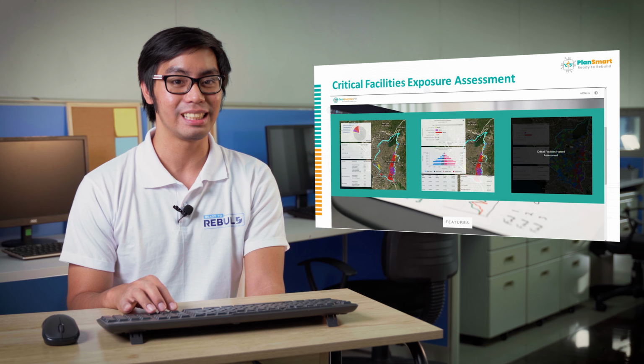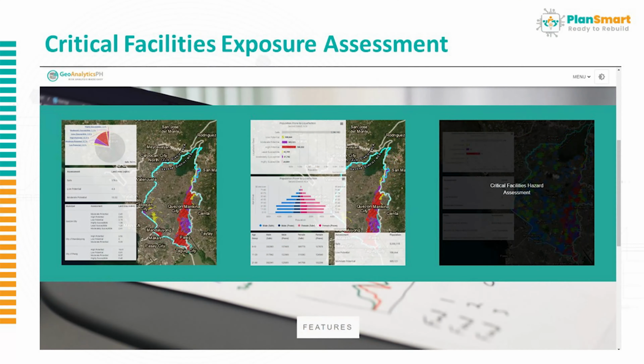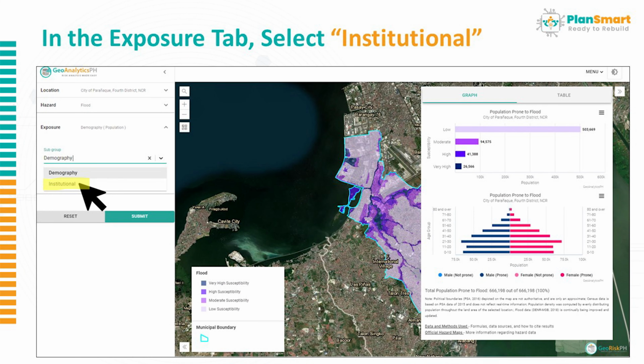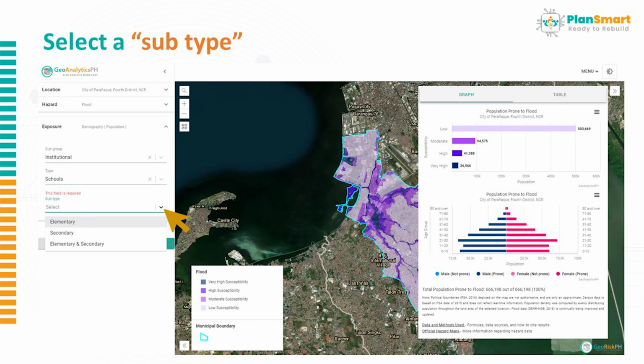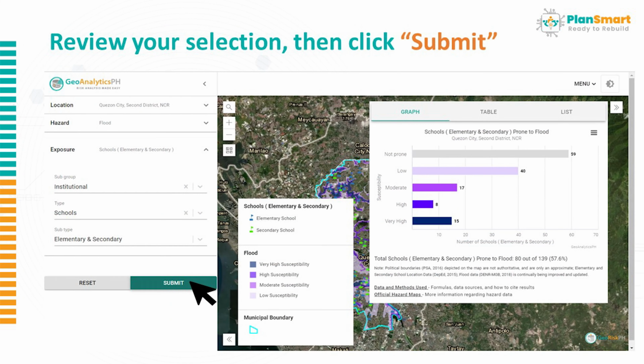Lastly, let's show the steps on how to perform Critical Facilities Exposure Assessment. For Critical Facilities Exposure Assessment, in the Exposure tab, we will select Institutional. Next, choose a type of critical facilities. You may choose from schools and health facilities for now. Next, select a subtype. For schools, you may choose from elementary schools only, secondary schools only, and elementary and secondary schools. Then review your selection and click Submit.